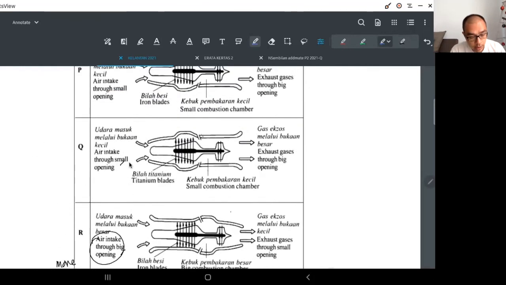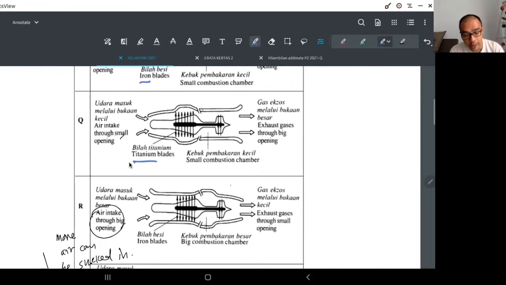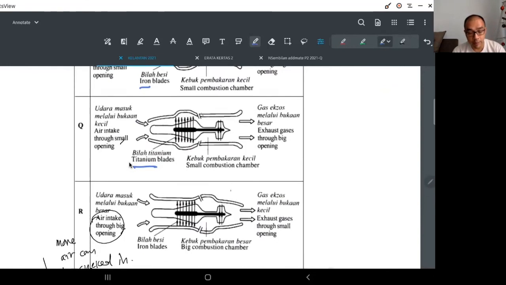Secondly, let's look at the blades. Do we want iron blades or titanium blades? In this case, we will want titanium blades. Why titanium over iron? This is a choice with many different answers. You can say that it is low density. You can say that it is light. Lighter blades means your engine won't be so heavy, and we don't want that.